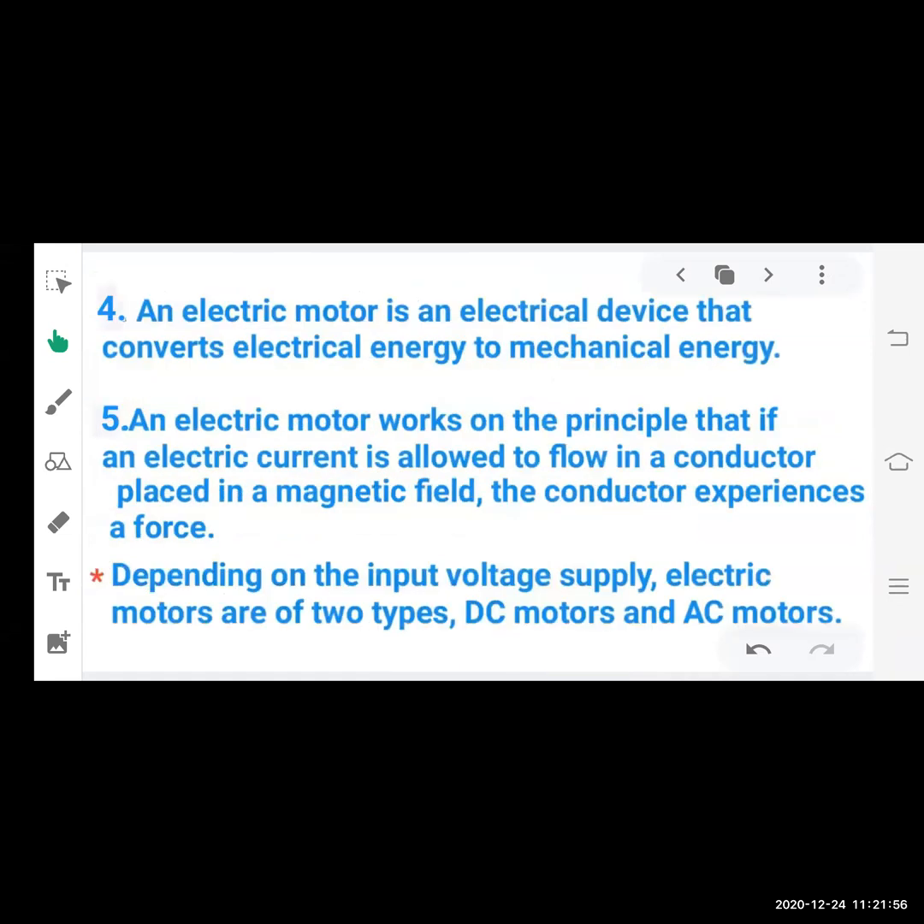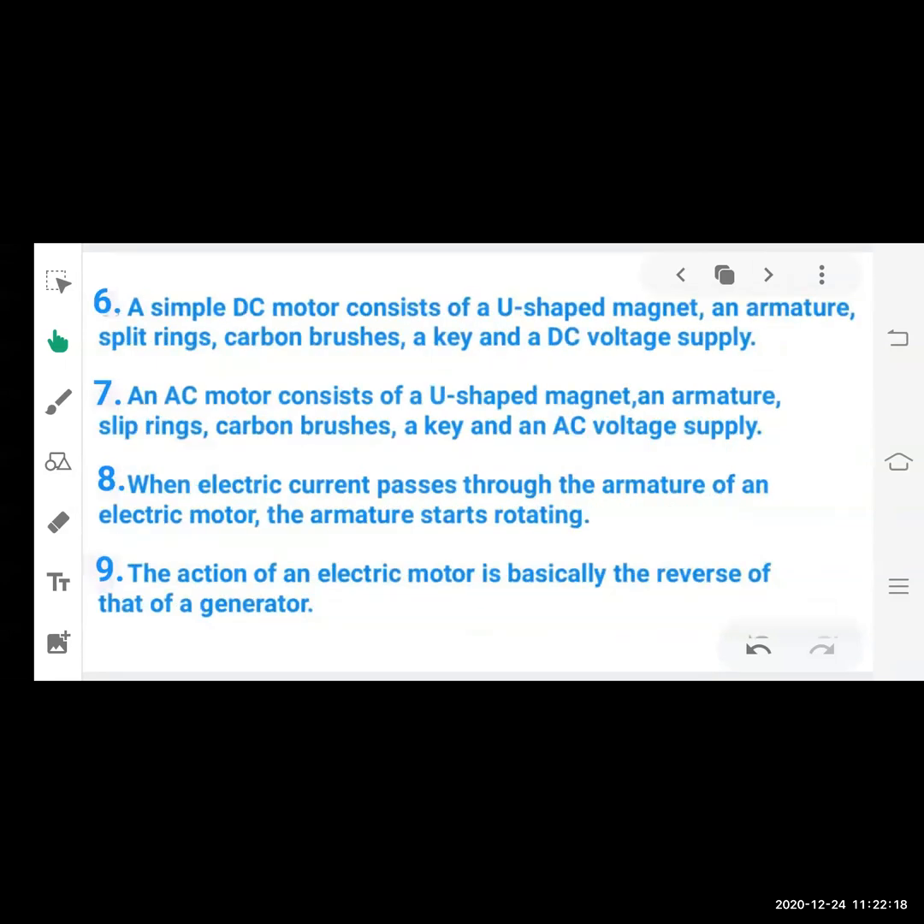Then an electric motor is an electrical device that converts electrical energy to mechanical energy. It works on the principle that if an electric current is allowed to flow in a conductor placed in a magnetic field, the conductor experiences a force. Depending on the input voltage supply, electric motors are of two types, DC motors and AC motors. A simple DC motor consists of a U-shaped magnet, an armature, split rings, carbon brushes, a key, and a DC voltage. An AC motor consists of a U-shaped magnet, an armature coil, slip rings in place of split rings, carbon brushes, a key, and an AC voltage.